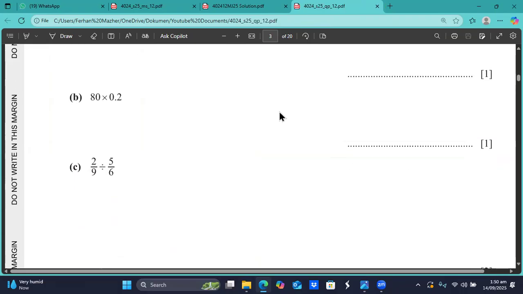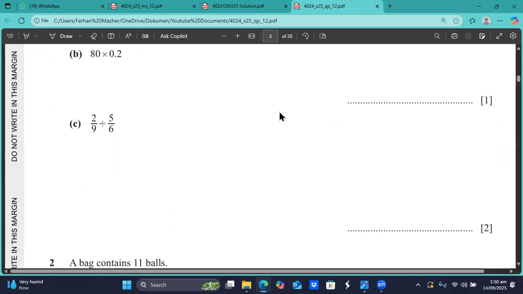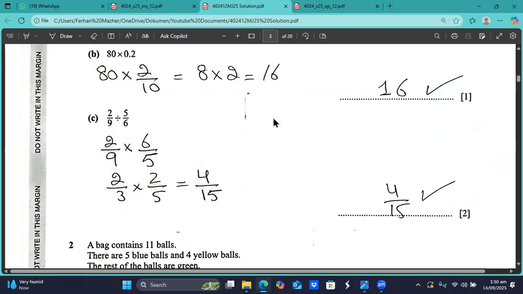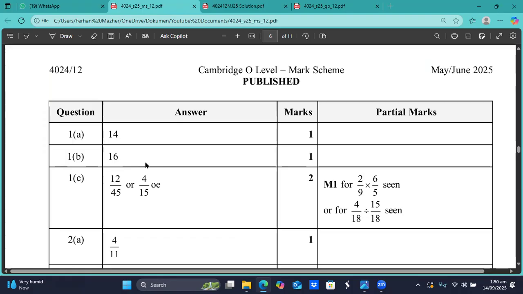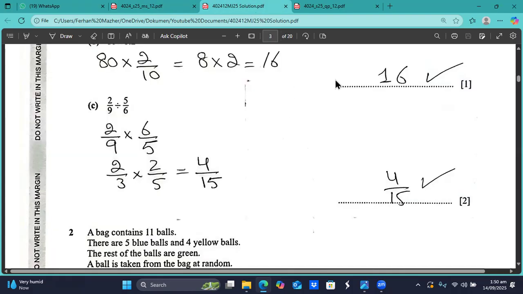Question number 1, its C part. Here we have two fractions that are dividing. So I will convert that divide sign into a multiplication sign, then this fraction will flip. So you will have 2 by 9 multiplied by 6 by 5. That will be 2 by 3 multiplied by 2 by 5, which is 4 by 15. We have done the cancellation, or you can say cutting, with the table of 3 here. So 4 by 15 is the answer, sir. 4 by 15 is the answer. So our answers are right.